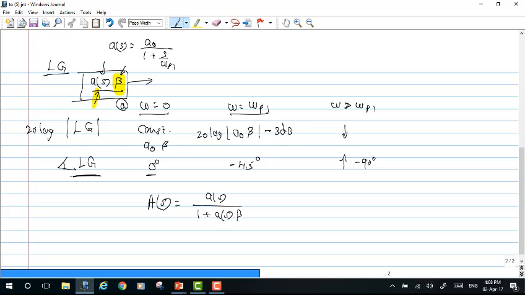Now let us assume that we are at a particular frequency. Say, for example, our input signal is at a frequency of omega 1. At that particular frequency, I can rewrite this by letting S equal j omega 1, and I can rewrite the closed loop transfer function as A of j omega 1, with the open loop system operated at that particular frequency, divided by 1 plus A of j omega 1 times beta.